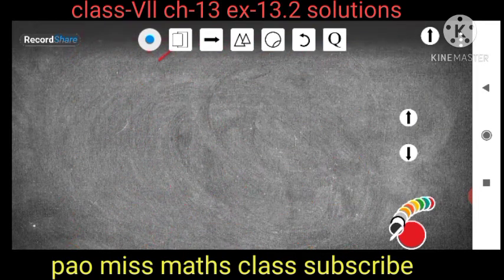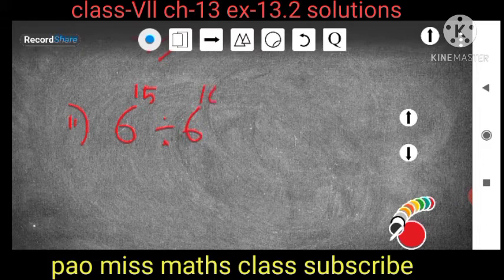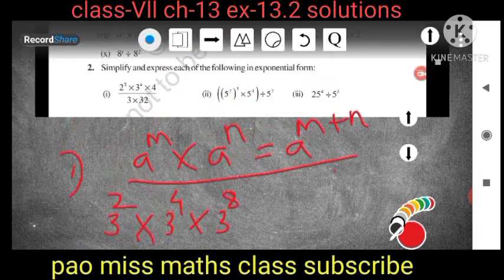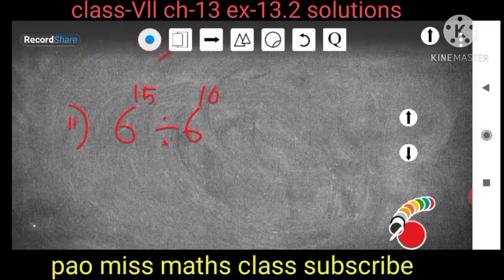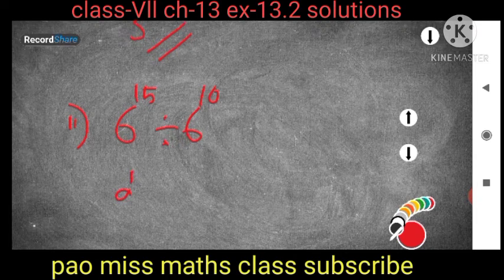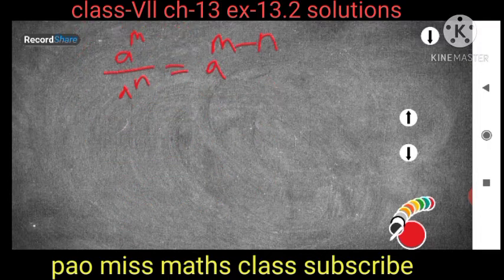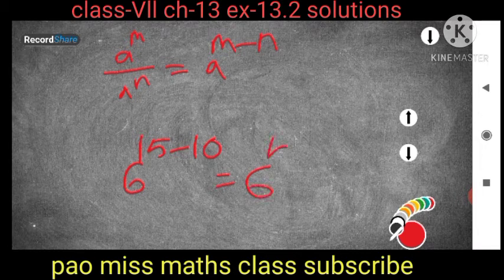So what is the given question here? Here it is given 6 to the power 15 divided by 6 to the power 10, isn't it? Let me see the question again. Yes, 6 to the power 10. Which law are we using? Second law. What is the second law? Second law is a to the power m divided by a to the power n is equal to a to the power m minus n, isn't it? So if they are divided, then we have to subtract. The powers will be subtracted, that means 15 minus 10. So 15 minus 10 is equal to how much? 5. So 6 to the power 5. So the answer is 6 to the power 5, okay.